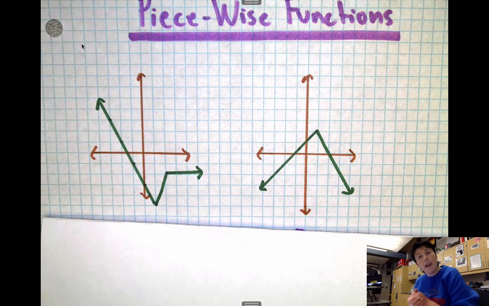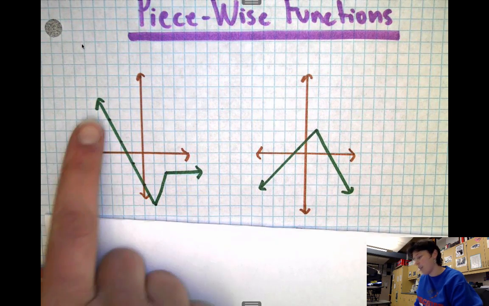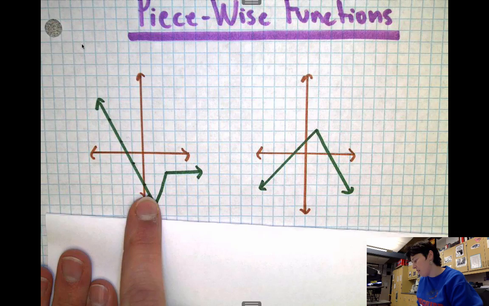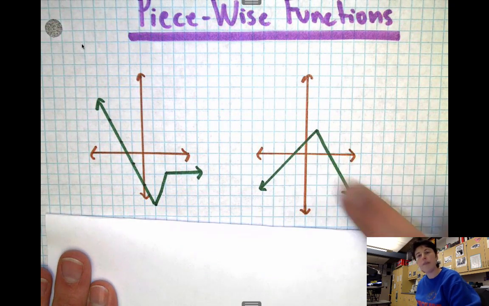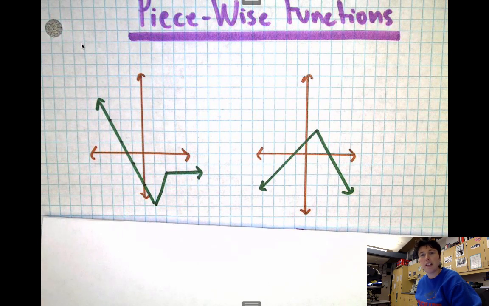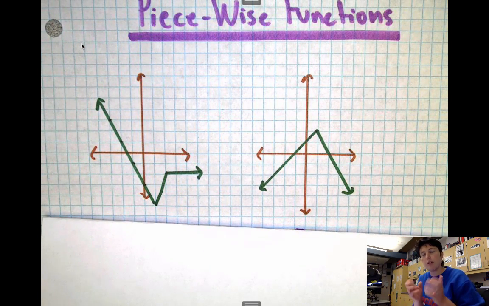What they are is they're graphs and they're functions, but they're graphs that are made up of multiple types of functions. These two examples, you can see it looks like it's a regular line, but then it turns and then it turns again. And here we have a line and a line. And what's going on here is we've pieced together different lines with different equations to make the graph. So it's pieces of lines that have been put together, hence the name piecewise functions.